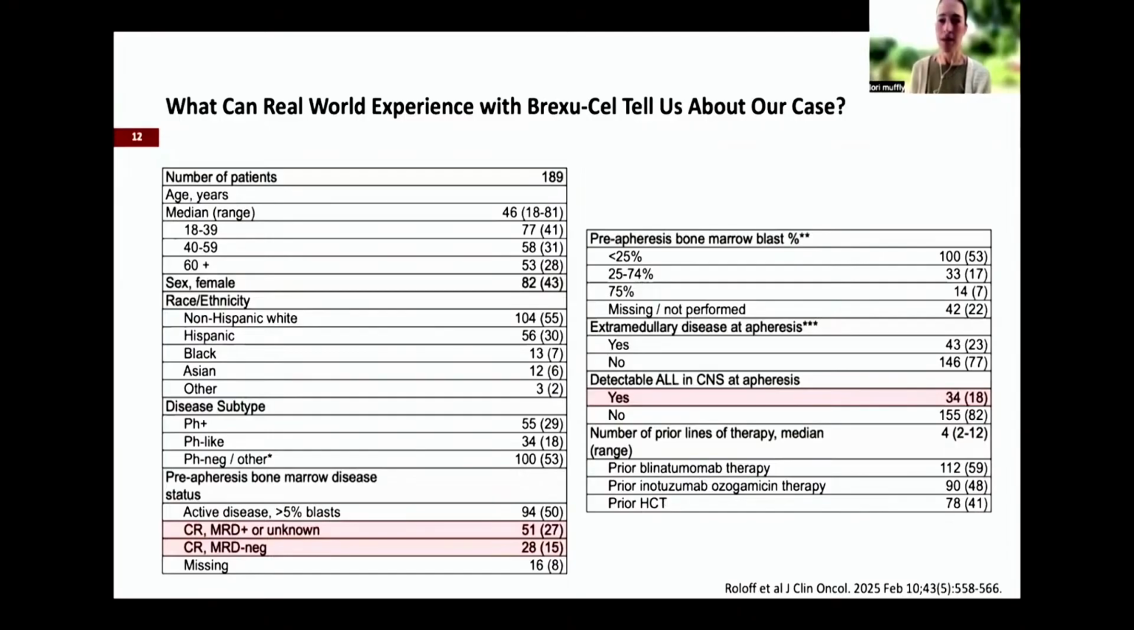And this is really a practice pattern we've seen in real-world studies of CAR T cells with ALL, both in pediatrics and adult. The other interesting thing when you look on the right and you see the pink was, remember in the ZUMA-3 trial, patients had to have CNS1 disease, so no involvement. But in the real world, patients with CNS2 or 3 are actually being apheresed and receiving Brexucel. So 18% had detectable CNS ALL at the time of apheresis.